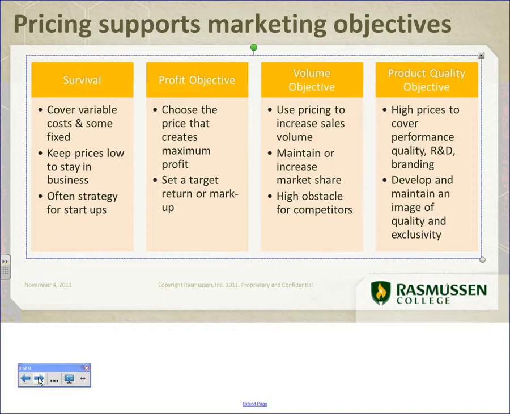A profit objective is what we typically consider when we think of the price that a consumer pays for an offering. You choose the price that creates the maximum profit. One way you'll see this in retail is setting a target return.